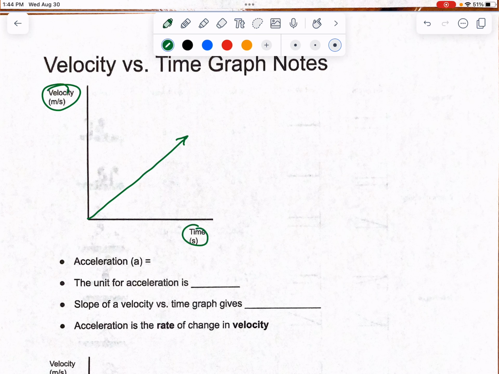If I want to find acceleration, acceleration is going to be your slope. So that's our change in y over our change in x, which would be your change in velocity. Your y would be your velocity, and your change in time, that would be your x. And that's going to equal your acceleration.